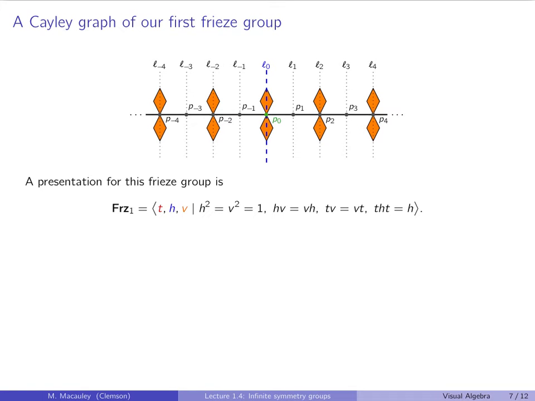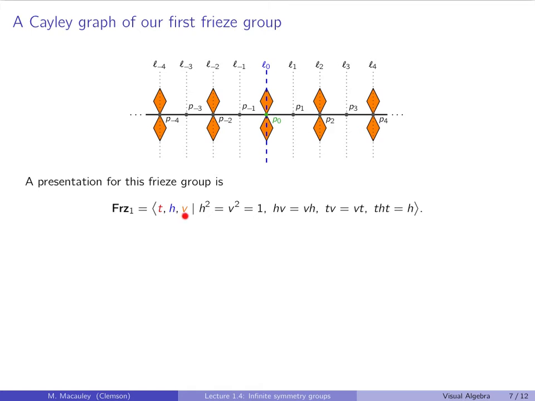Let's now put these together and construct a Cayley graph of our original frieze group, which let's call frieze 1, and the frieze group, I don't know how to pronounce this, FRZ1. So this, as we said, is generated by translation and a horizontal reflection across here. But then we also need a vertical reflection if we want to get these top diamonds to be on the bottom.